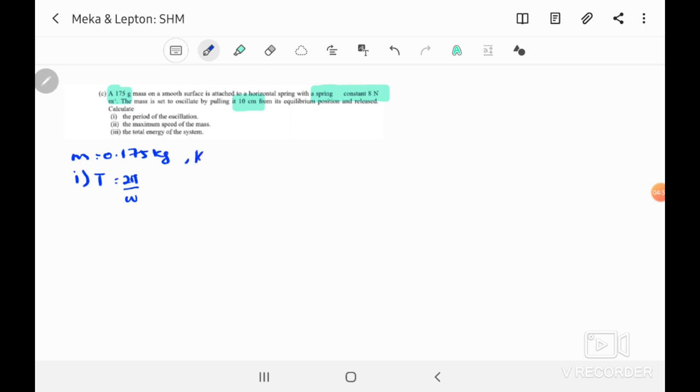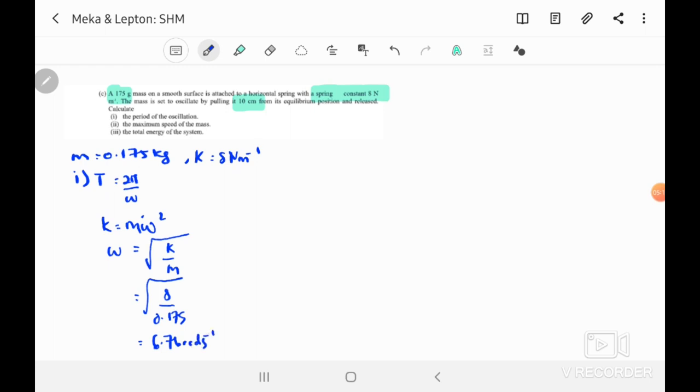So given is K. K kita 8 N/m. Kita nak cari omega, kita ada K. So K equal to M omega square. So omega equal to square root of K over M. So K kita dah ada. So our K is 8 and mass is 0.175. So we get the value of omega 6.76 radian per second. Tapi soalan kita bukan nak cari omega, tapi kita nak cari T.